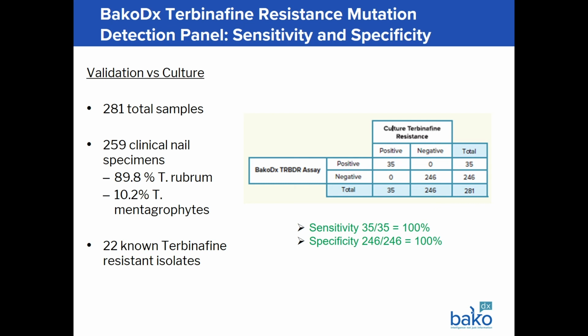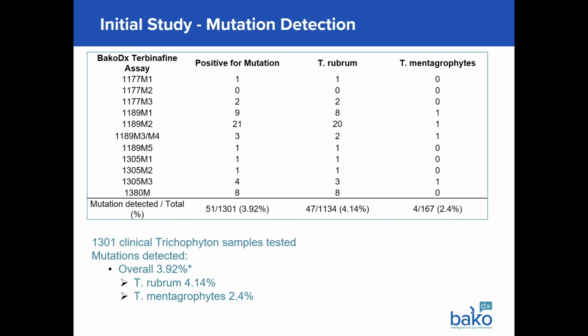This is the data from the validation studies. There was a mixture of clinical nail specimens and known terbinafine-resistant isolates from a reference lab. And it was determined that all 35 cases that were positive by culture and sensitivity were also positive by PCR. Likewise, all 246 that were negative by culture and sensitivity were negative by PCR. The study also looked at the rates of terbinafine resistance in this population, looking at 1,300 clinical samples, and found an overall mutation detection rate just under 4%. For T. rubrum, it was just over 4%.